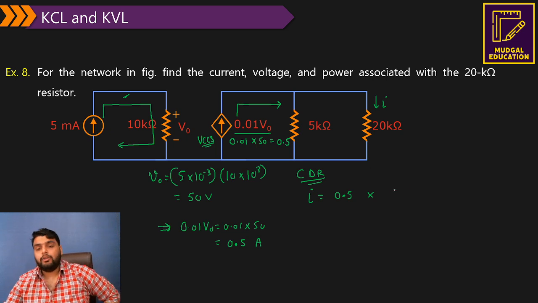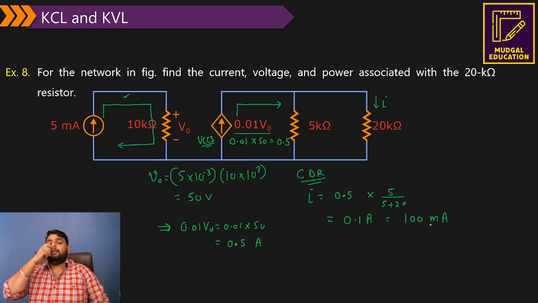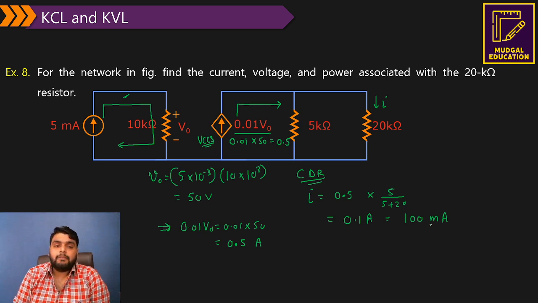So 0.5 multiplied by 5 divided by 5 plus 20. Simple, we have applied the current division rule. So it comes out to be 5 by 25. It comes out to be 0.1 ampere. I am converting it into a milliampere. So it is 100 milliampere. Now what they are asking, find the current with the 20 kilo ohm resistor. Done. They are asking a voltage. Voltage is also simple. Voltage is current multiplied by the resistor.